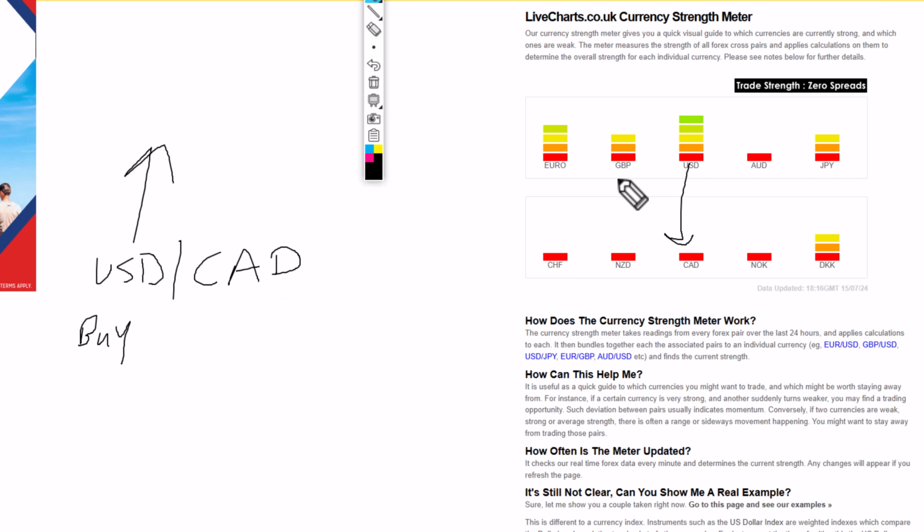Same thing if we went here, pound CAD, euro CAD. Euro, pound, and dollar, they're all on the left side of the CAD. I just know that already from trading. So I will be looking to buy each of these against the CAD.